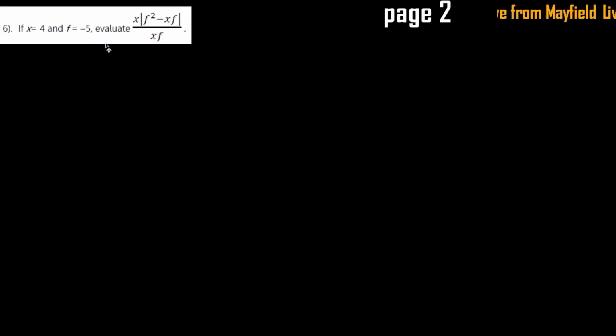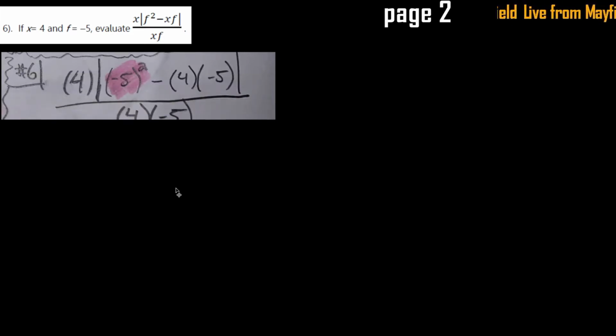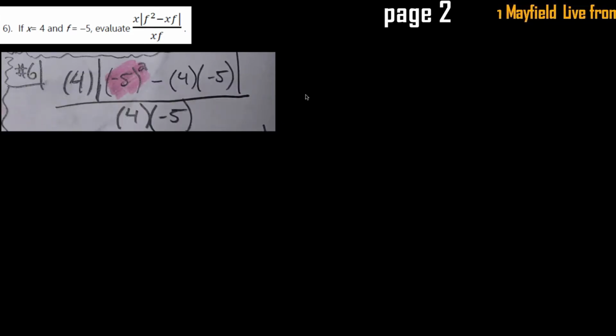Alright, in number 6 it says if x equals 4 and f equals -5, evaluate x times the quantity absolute value, f squared minus x times f, and it has in the denominator x times f. Alright, so what can we do here? Plug in those values for your variables. And so I'm actually going to plug in anywhere where we had an x, I now have a 4 in parentheses, and anywhere where we had an f, I now have a -5.